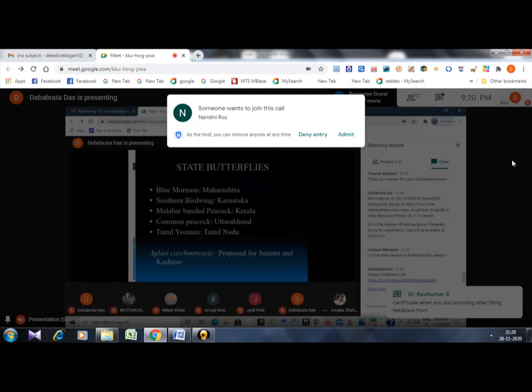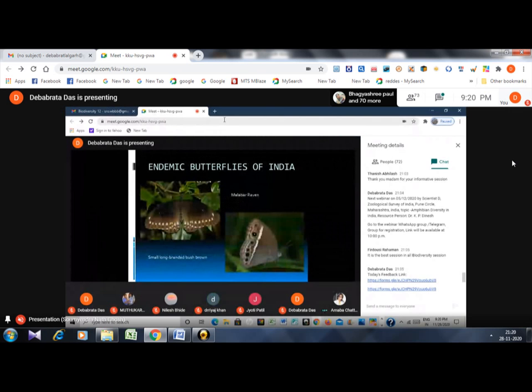Then these are some endemic butterflies of India. The Malabar Raven is a butterfly that is found mainly in the Western Ghats. As you see, the name suggests Malabar. Then the Small Long-banded Bush Brown. It is very similar, but you have to look at the bands.